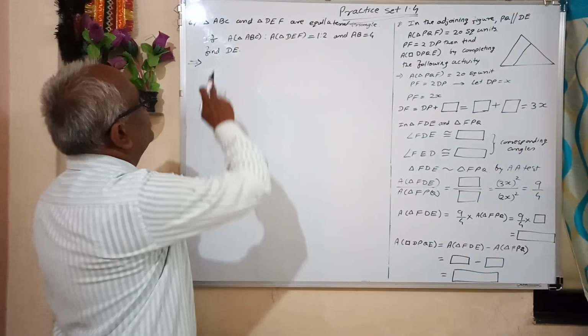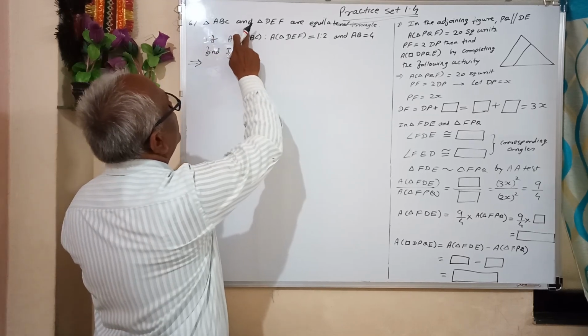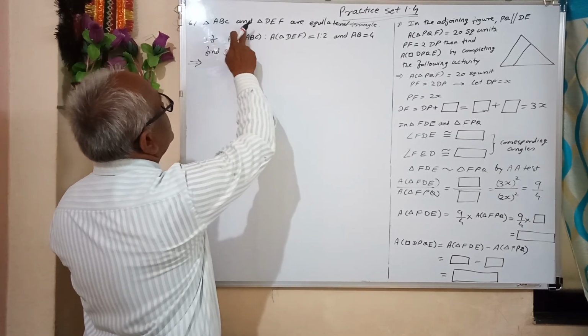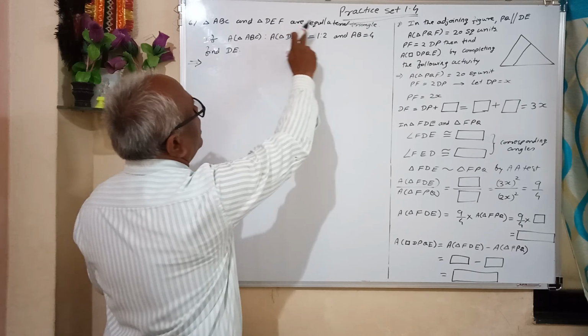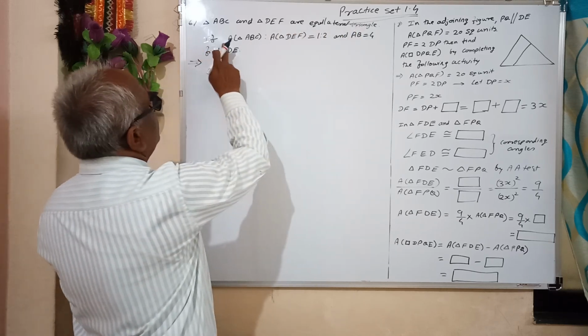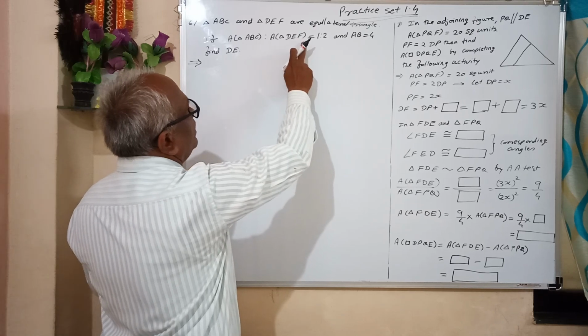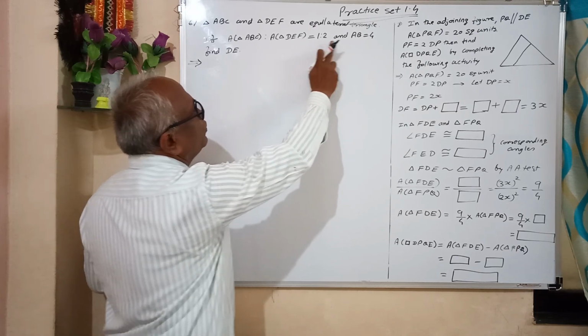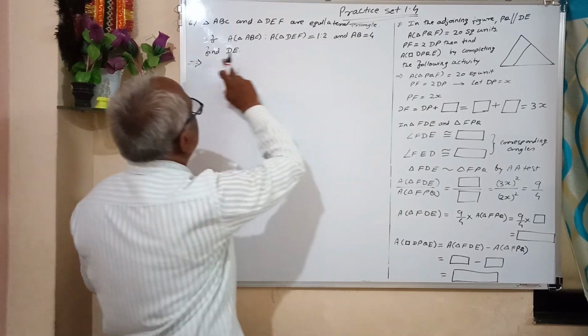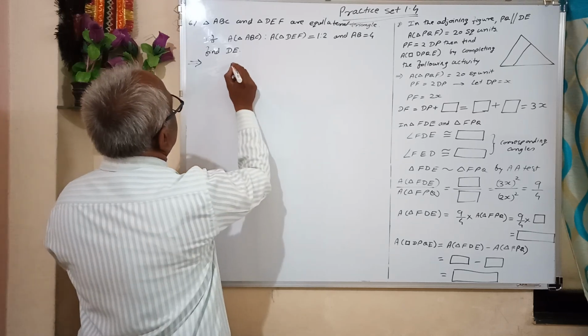Now sixth example, triangle ABC and triangle DEF are equilateral triangles. If area of triangle ABC to area of triangle DEF is equal to 1:2 and AB is equal to 4, find DE.